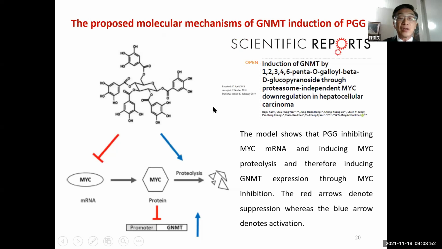So this is the structure of PGG, that's 1,2,3,4,6-penta-O-galloyl-beta-D-glucopyranose. This is a very interesting compound, and we can purify it to nearly 95% purity from the plants. And we found that its action to induce GMT is actually through inhibiting MYC gene expression at the transcriptional level and also at the post-translational level. It can enhance its degradation through the lysosomal pathway.